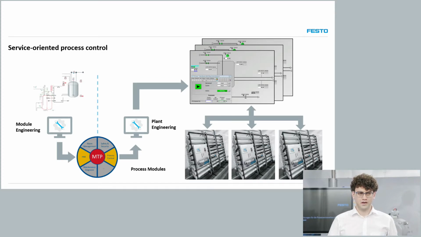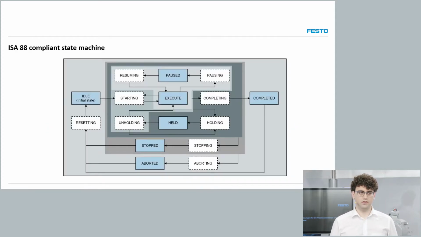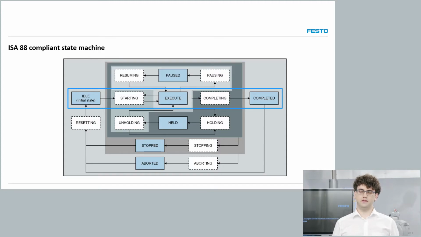I want to go into a little more detail about these services, since it's that important for the module type package. We see here the ISO 88 compliant state machine of a service, and every service, independently of its process functionality, will follow this state machine. There are a lot of details, so we're not going into every step, but for a smoothly running service, we can think about these stages inside the state machine.